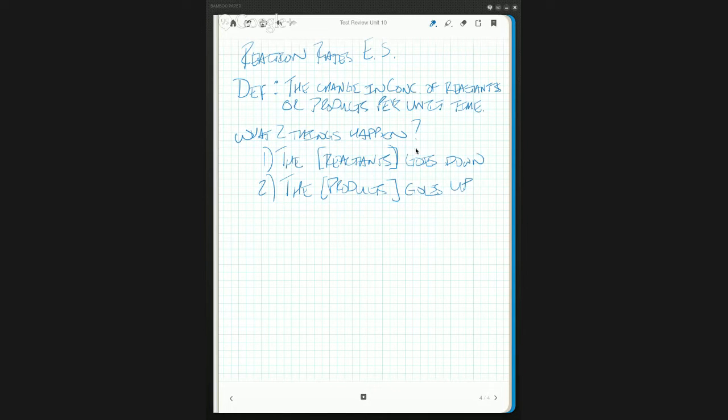Now I'm using simple terms. Better terms would be decreasing or decreases and increases. I'm hoping you guys know what I mean.